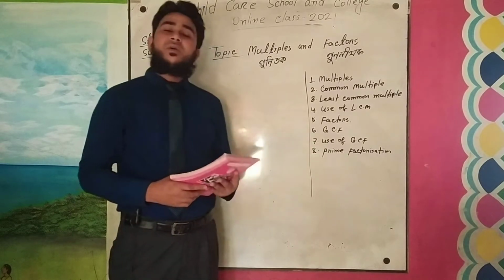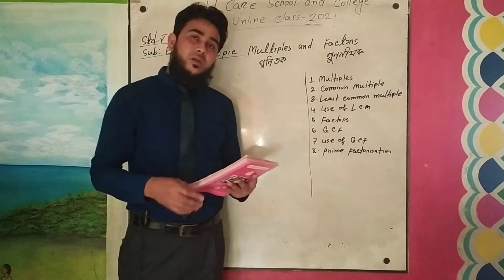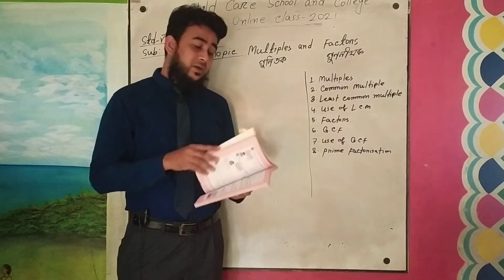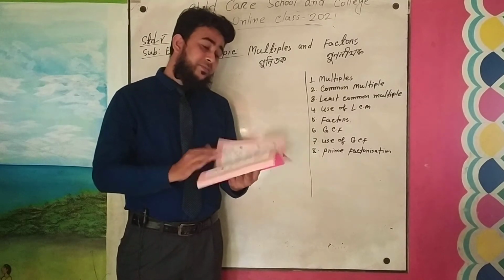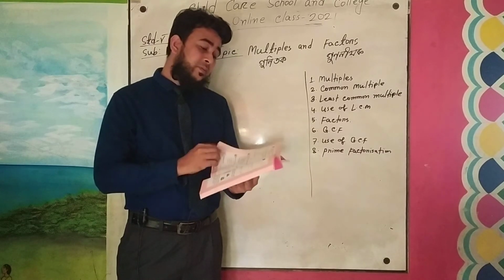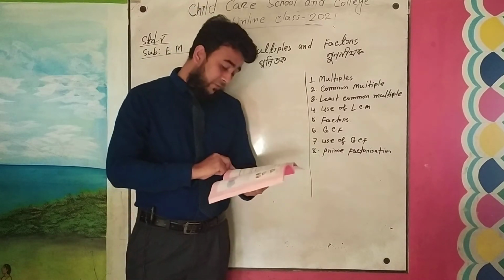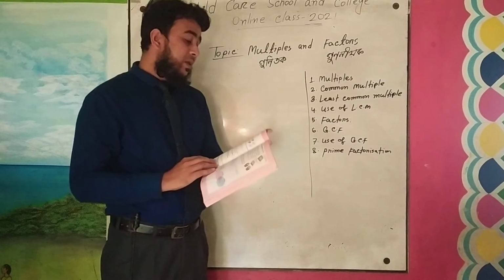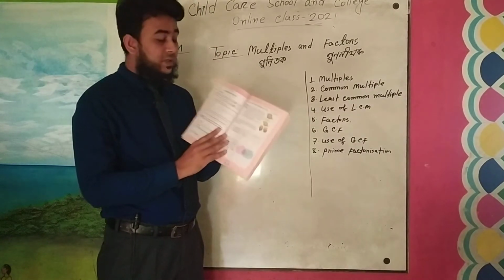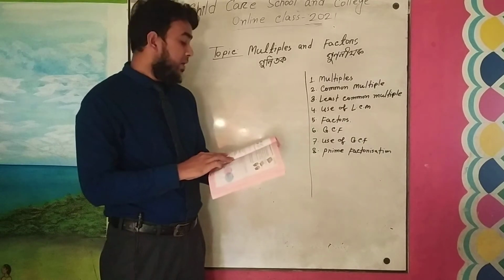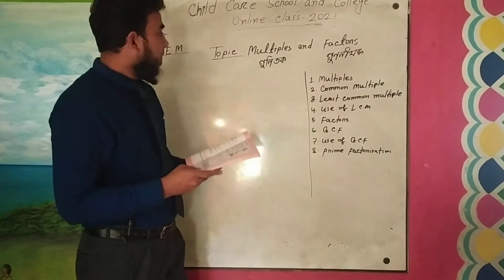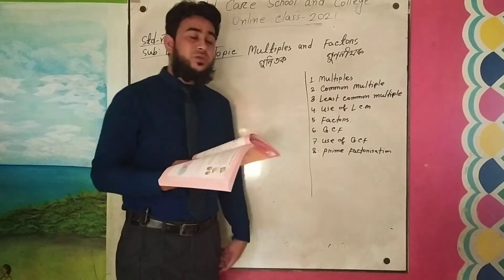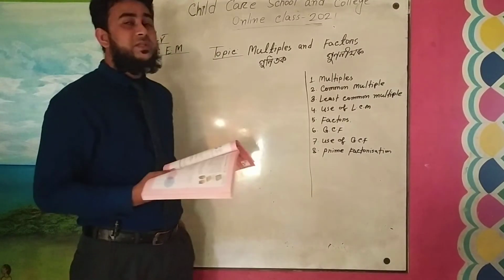At first I request all my dear students to please take your textbook in your hand and come to page number 26. Here the chapter is chapter 5, multiples and factors. If you take the book in your hand, then you can easily understand the class. Now, dear learners, you have written here multiples. So we know that multiples means Gunitok.